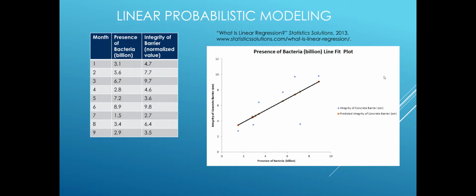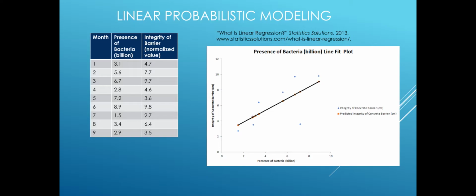So here we have the presence of bacteria in the billions for a line fit plot. Now this is very similar to the first slide we had. One of the things we can do with regression is figure out how much the dependent variable changes with a change in the independent variable. So how do they change in tandem? Are they close? That's what we're trying to figure out. So how much does the bacteria affect the concrete barrier's integrity in a way?